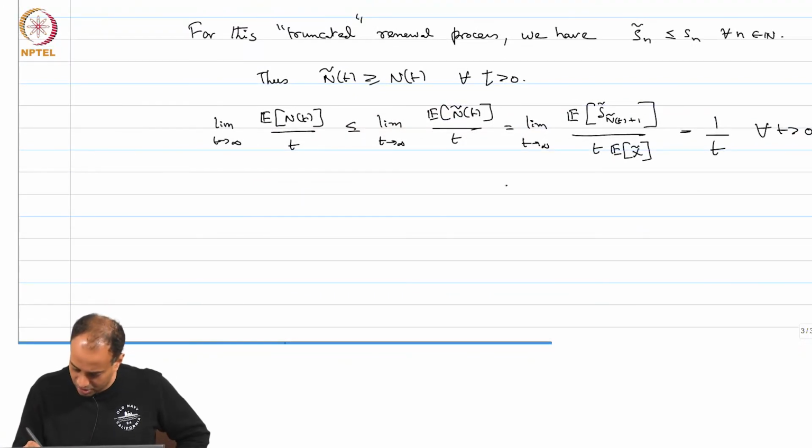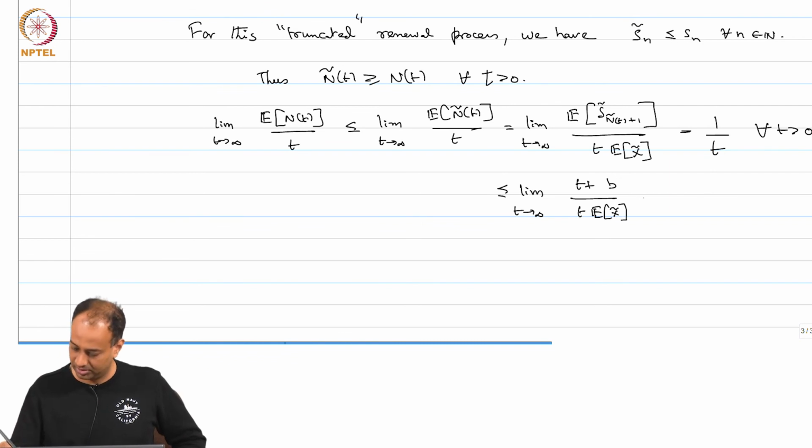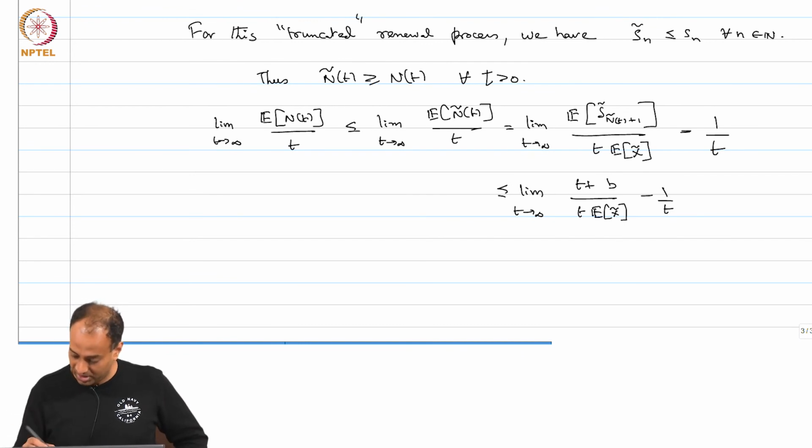So, this I can say is less than or equal to, I can just keep this limit, t plus b over t times expectation of X tilde, and of course the 1 over t term goes away. I am taking the limit t tending to infinity, so there is no need for all t greater than 0. So, what is this equal to? t plus b over t goes to what? 1, correct.